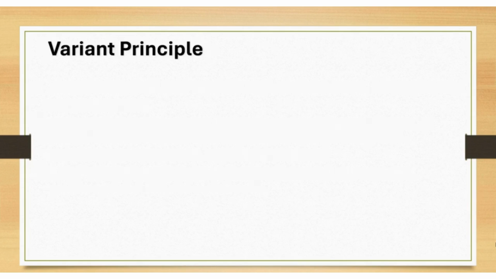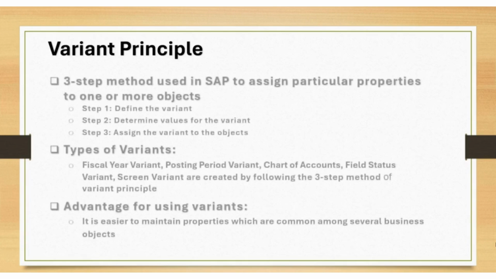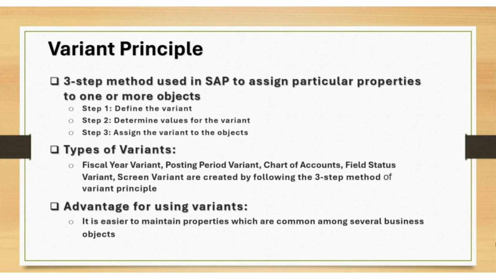Variant principle. Before I go into SAP and create the fiscal year, let me define the variant principle for you. What is the variant principle? Variant principle is a three-step method used in SAP to assign particular properties to one or more objects. The first step is to define the variant. The second is to determine values for the variant. And the third step is to assign the variant to the objects. For example, in our case, the fiscal year variant.